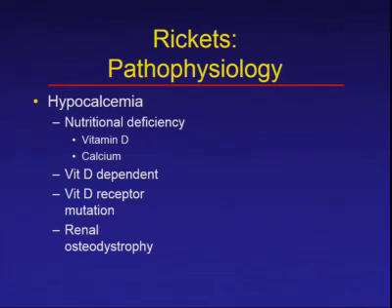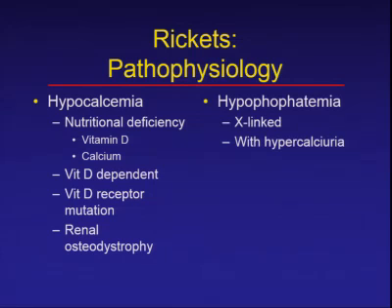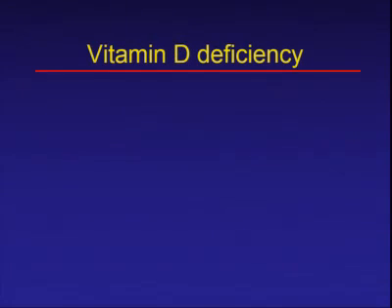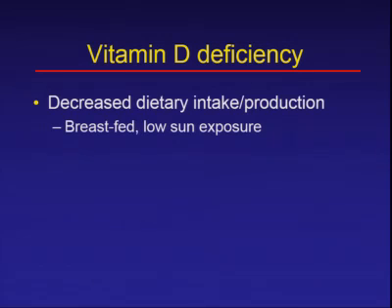So there are really two categories of rickets. There's hypocalcemic rickets and hypophosphatemic rickets, and we'll go through each one. So vitamin D deficiency causing rickets. This is pretty straightforward and really not that uncommon. This is once again due to poor intake of vitamin D or vitamin D production, and this is really due to infants being primarily breastfed without supplementation and or low sun exposure, which is Ohio.